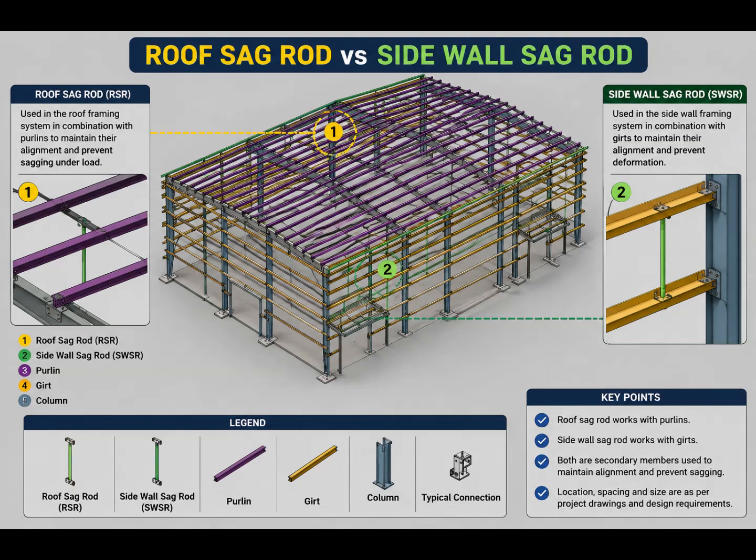Now, let's make this comparison even easier to remember. Think about the word roof. Roof contains purlins. Therefore, roof plus purlin equals roof sag rod. Now think about the side wall. Side wall contains girts. Therefore, side wall plus girt equals side wall sag rod. This simple relationship can help you quickly understand the member arrangement when you are reviewing a PEB drawing.